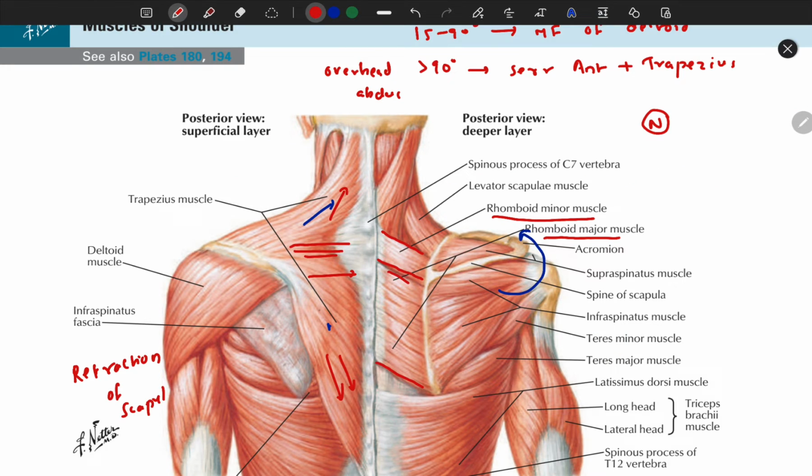The nerve supply of the trapezius muscle comes from the spinal part of the accessory nerve. This is the motor supply of this muscle, whereas the proprioceptive fibers are taken by the ventral primary rami of C3 and C4.